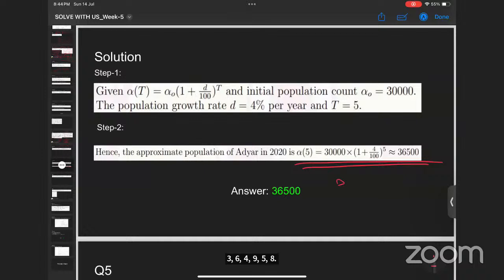Can you repeat it? 364 499. Close to 36500. What was the number after the decimal point? 58. 58.5. Yes, ma'am. Yeah. This is approximate to 36500.